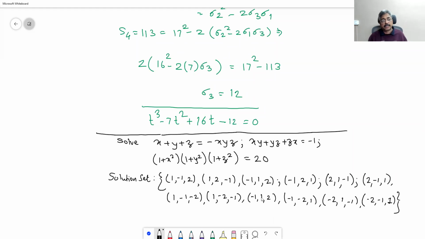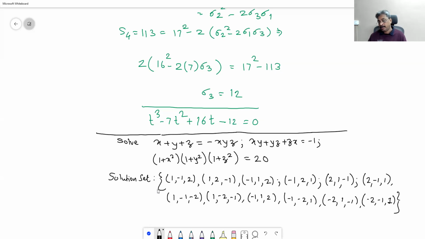12 ordered triplets is the solution set of this problem. Now, how do you go about it to get these numbers? See, these three expressions which are given to you are symmetric. But because sigma 1 is equal to minus sigma 3, this plus minus business is making the number of solutions comparatively more.